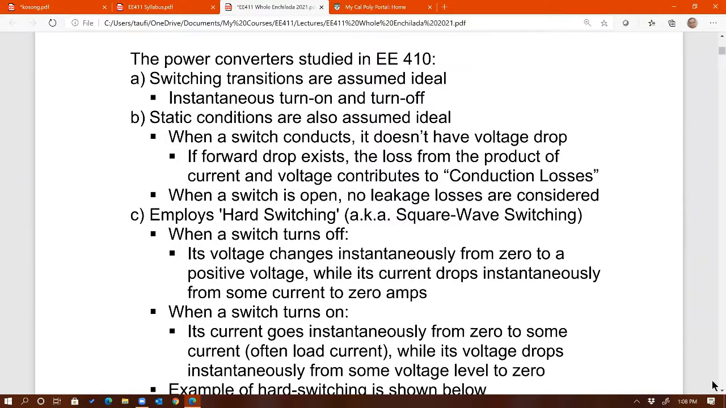The power converters that we study in EE411, we always assume are ideal, meaning that they do not have any losses. That's the first thing. And then when it turns on and off, the transition is instantaneous. So when you turn on a switch, the switch current goes from 0 to whatever value in zero seconds. Same thing with the voltage. When we turn on the switch, the voltage drops from a certain value instantaneously down to 0. Same thing with the turn off. So that's what we assume in EE411: ideal, instantaneous turning on and off of the switch.